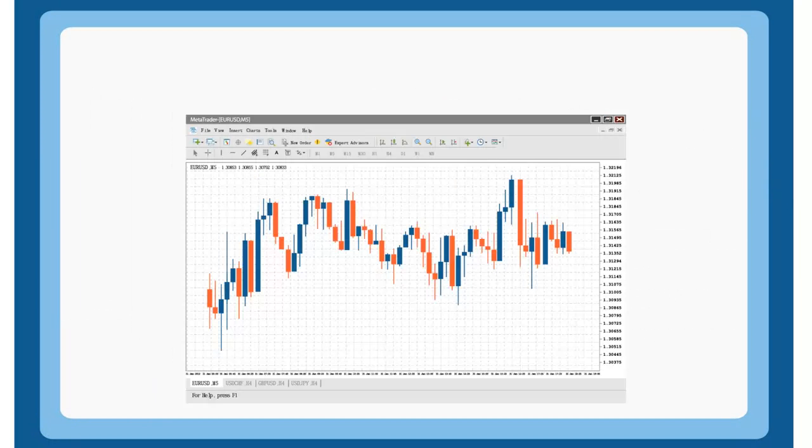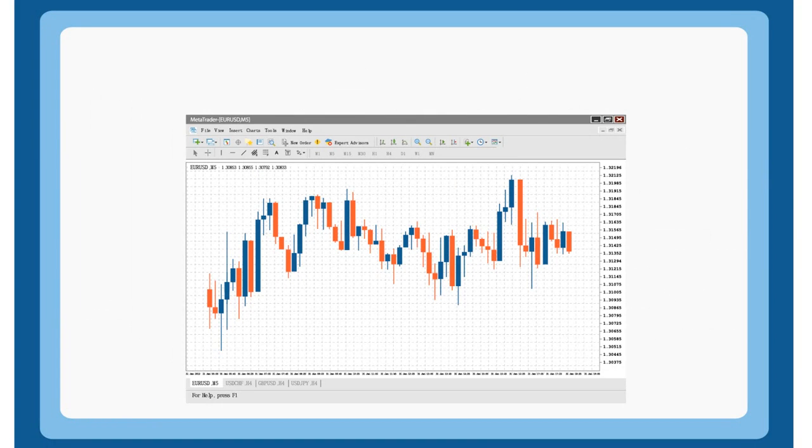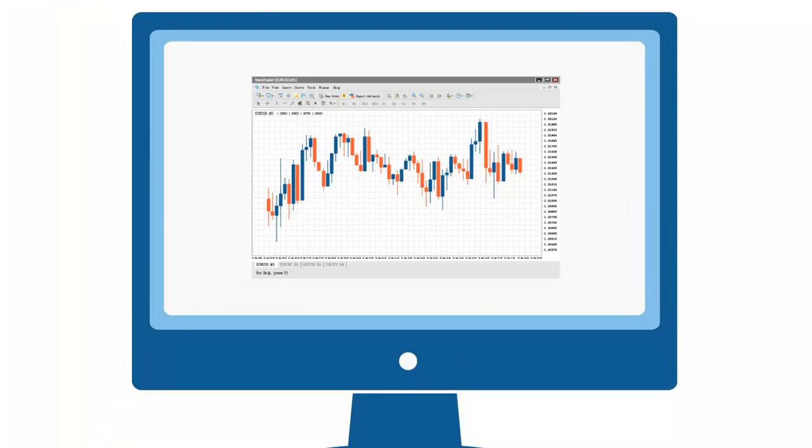We will teach you how to trade mostly using the MetaTrader 4 platform because it is robust and user-friendly. However, keep in mind that different platforms are used by different brokers. Most trading platforms offer similar functions, and you should find it relatively easy to adapt to each of them.